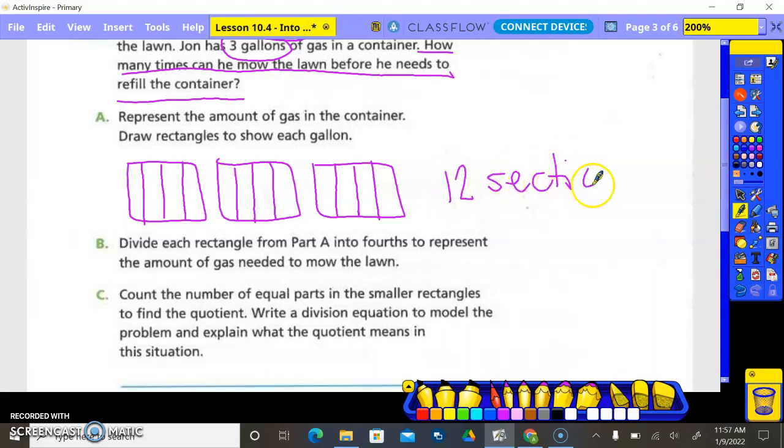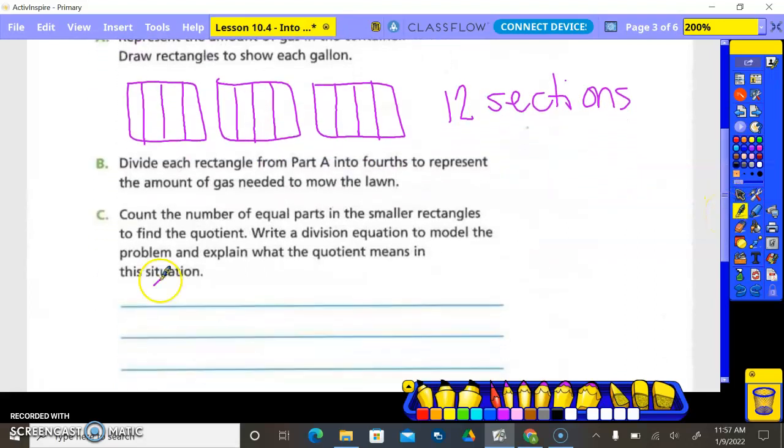So we need to check that with an equation. We would take 3 divided by 1/4, which is equivalent to 3/1 times the reciprocal. The reciprocal of 1/4 is 4/1, which equals 12/1, which equals 12.